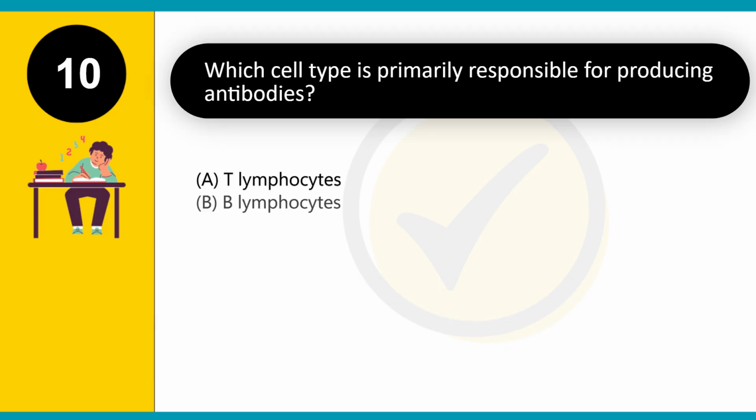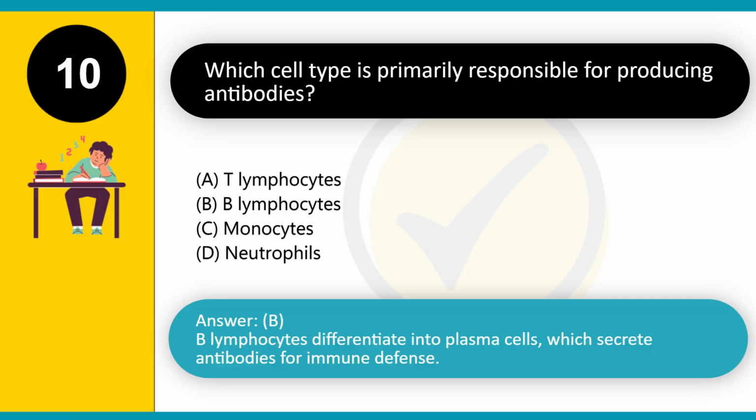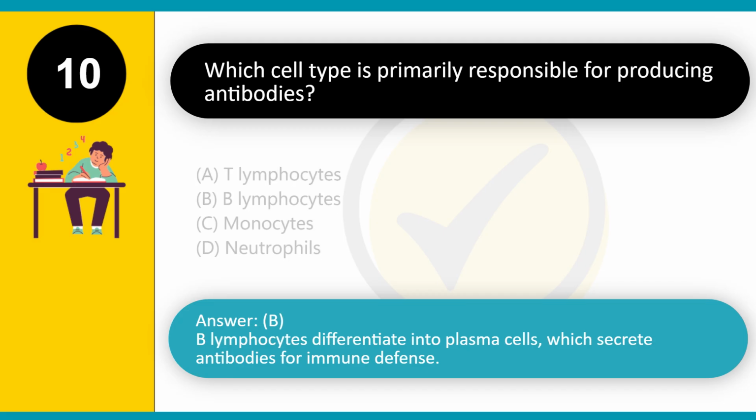Which cell type is primarily responsible for producing antibodies? A. T lymphocytes. B. B lymphocytes. C. Monocytes. D. Neutrophils. Answer, B. B lymphocytes differentiate into plasma cells, which secrete antibodies for immune defense.